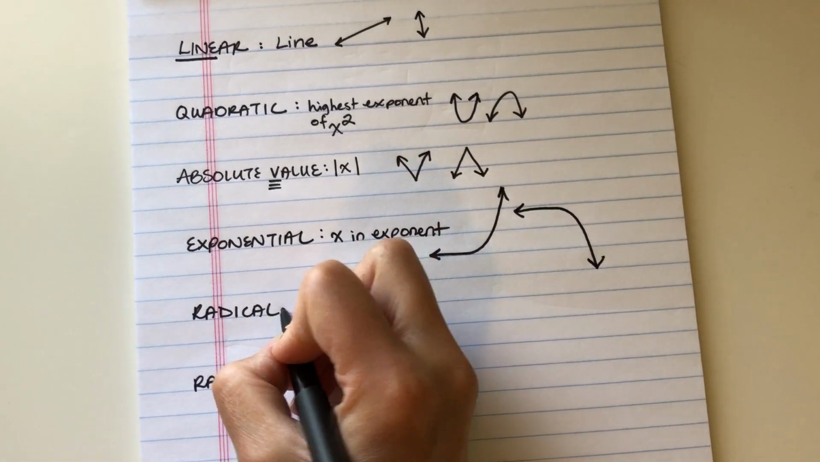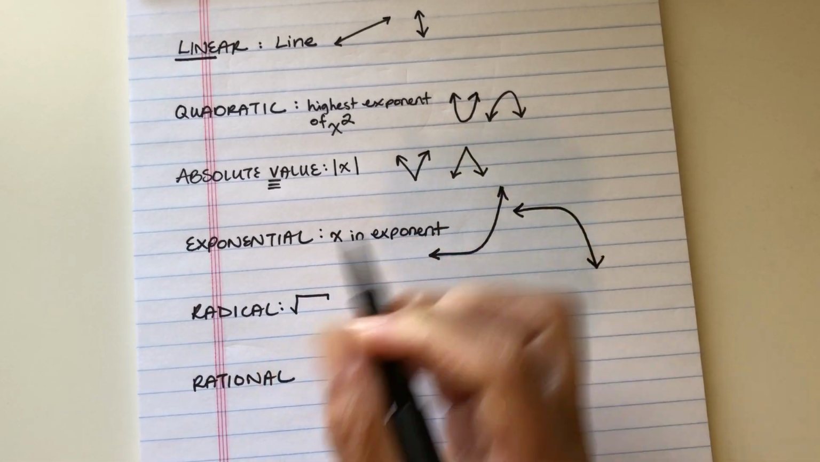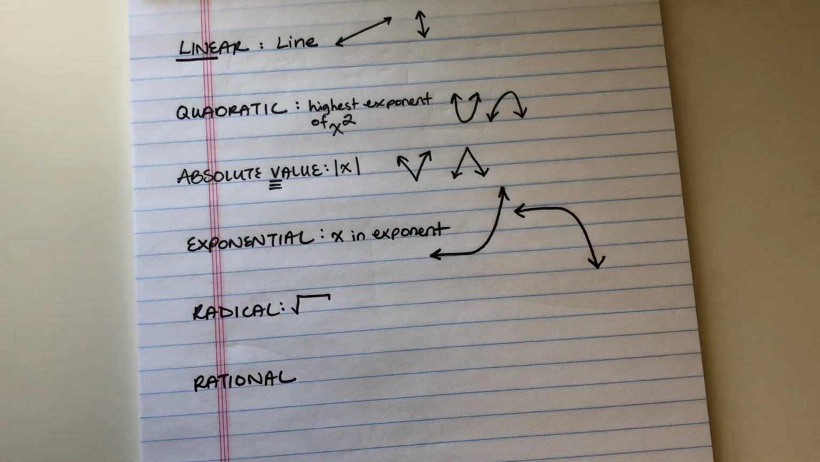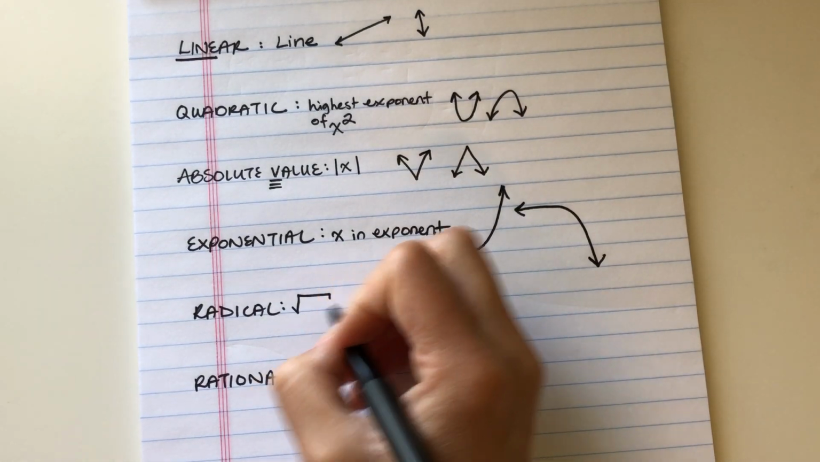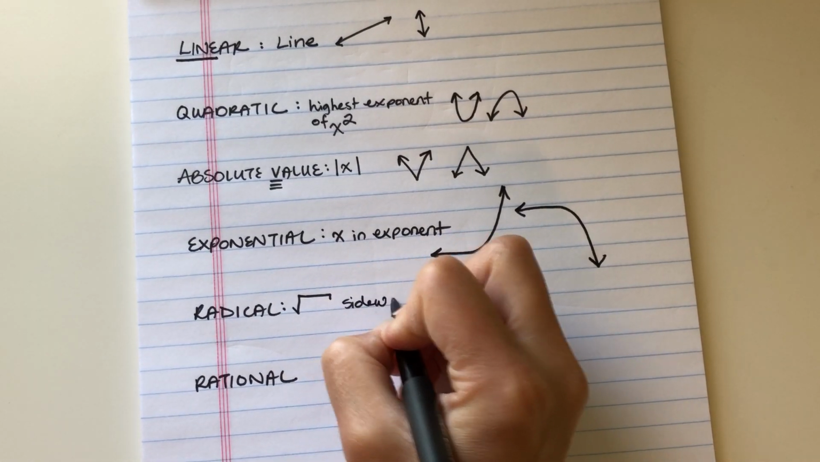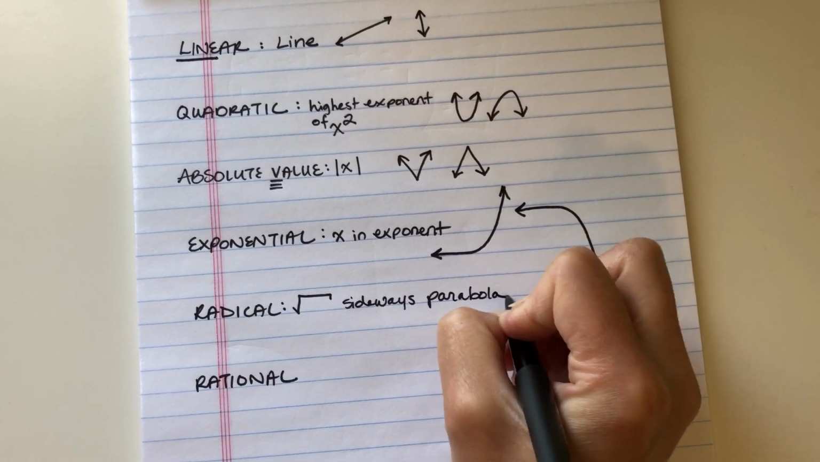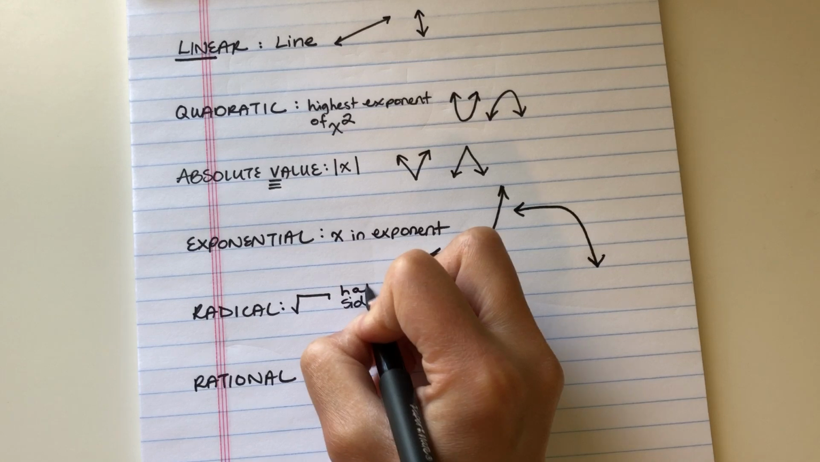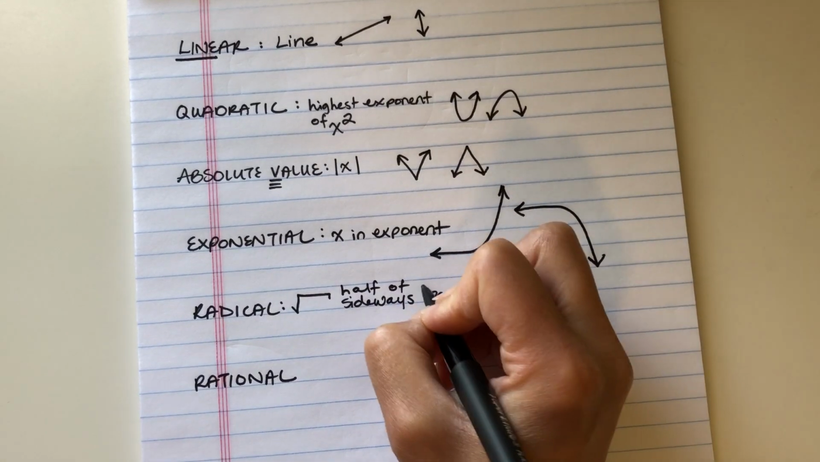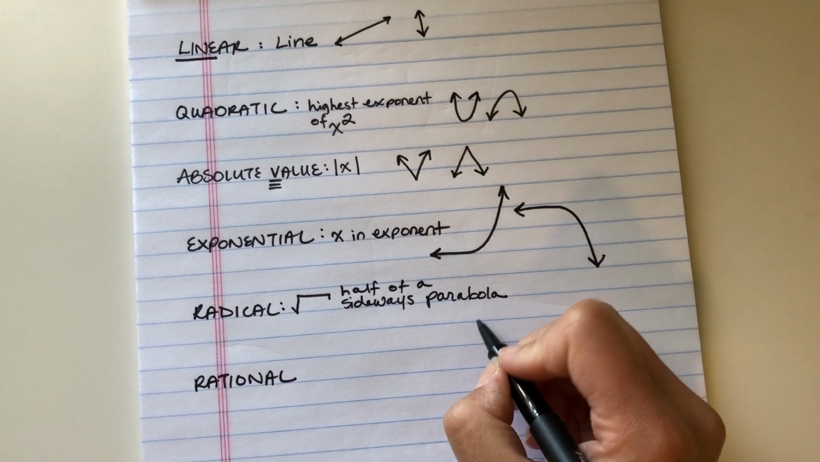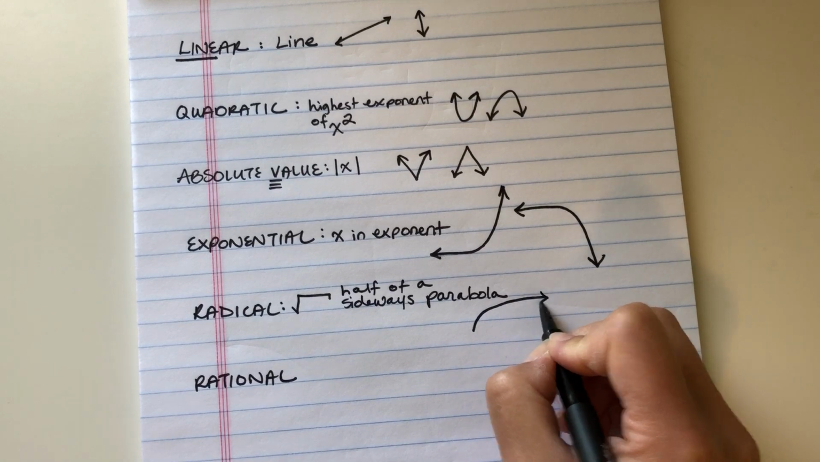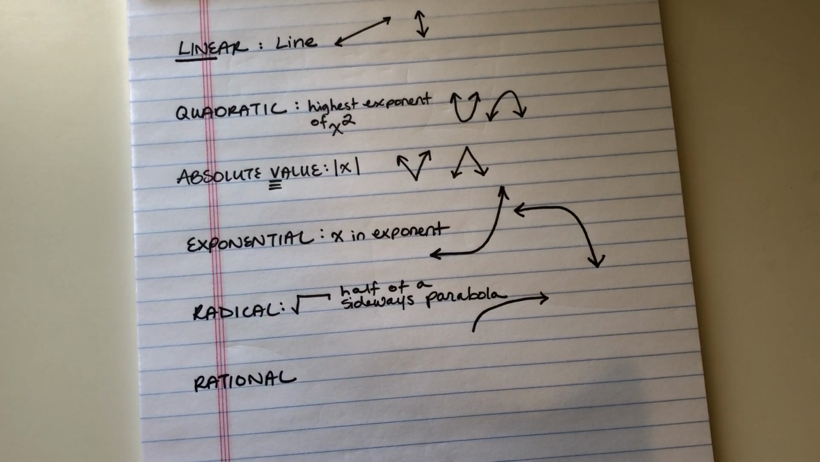Radical graphs, these are the ones with the square root symbol in there, and radical graphs are going to look like a sideways parabola. But the thing about it is it's only going to be half of a sideways parabola. So it's going to look kind of like that, half of a sideways parabola.